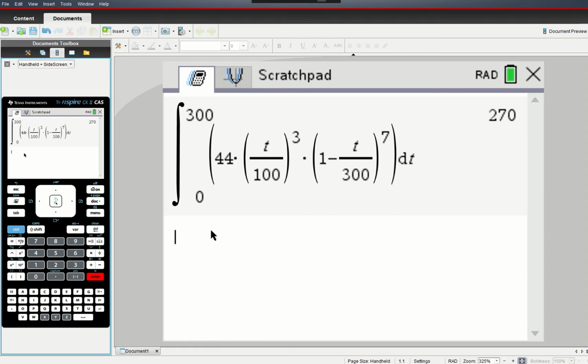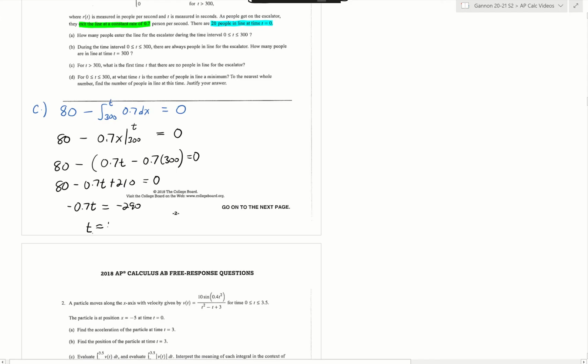And if we do negative 290 divided by negative 0.7, we get about 414.286 seconds. So about 414.286 seconds. And that would be the answer for part C.